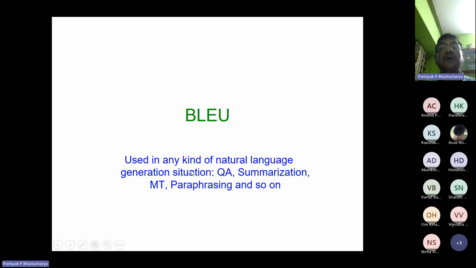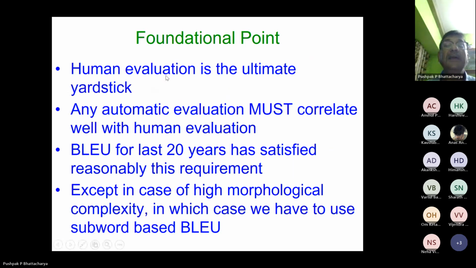Adequacy and fluency also are used for any kind of natural language generation. So QA, summarization, MT, paraphrasing, they also use adequacy and fluency. Only adequacy and fluency are human created, BLEU is automatic. What does BLEU need? Let us see. Human evaluation is the ultimate yardstick. Any automatic metric that we propose should correlate very well with human evaluation. So any automatic evaluation must correlate well with human evaluation.